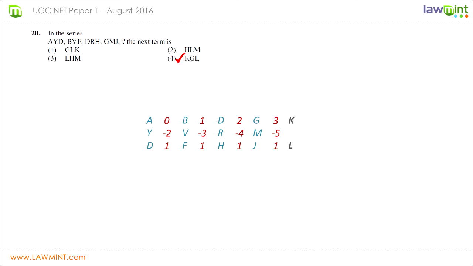However, if you want to be doubly sure, you can also solve the last set of alphabets, which is D, F, H and J, which means that there is a difference of one alphabet between each subsequent alphabet. So after J, there should be a difference of 1, which is K, and the alphabet which should come in the answer is L. Therefore, we know that the correct answer should start with K and end with L. Therefore, the answer choice is 4.